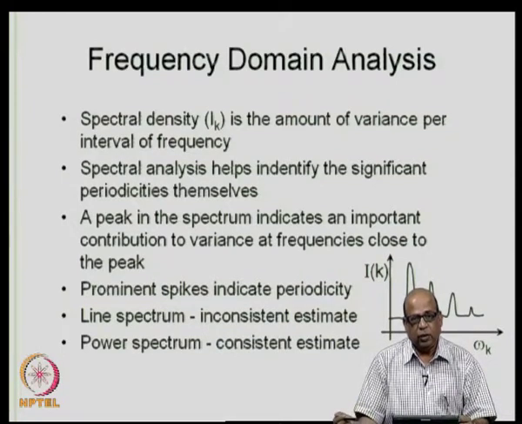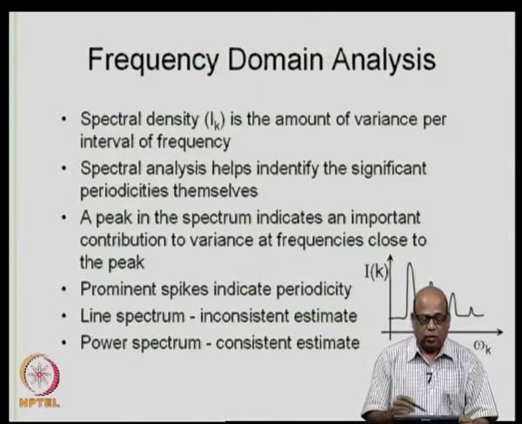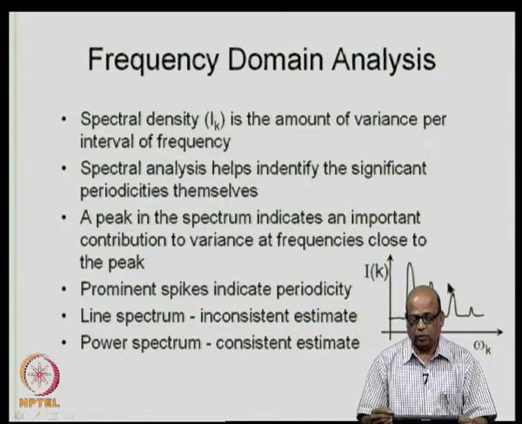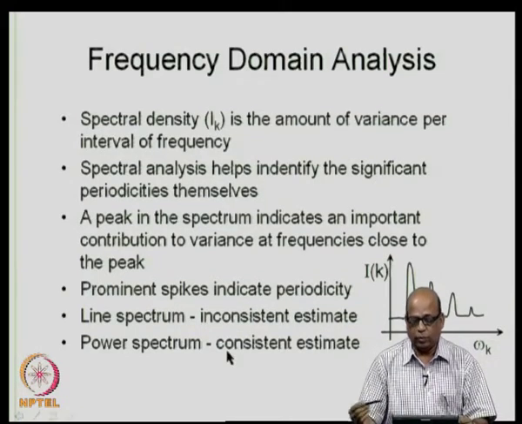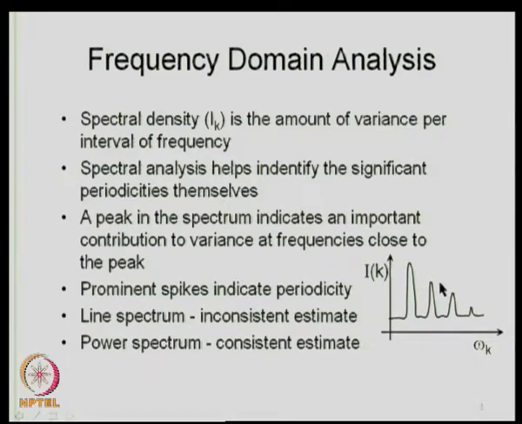The spectral density, as we introduced, is also called a variance spectral density. It gives the amount of variance per interval of frequency. A peak in the spectrum, or spikes like this, correspond to periodicities in the data. So the omega value that we get corresponding to these peaks corresponds to the periodicities in the data. The line spectrum, as we introduced in the last lecture, is a statistically inconsistent estimate, whereas the power spectrum, or the smoother spectrum shown here, is a statistically consistent estimate.